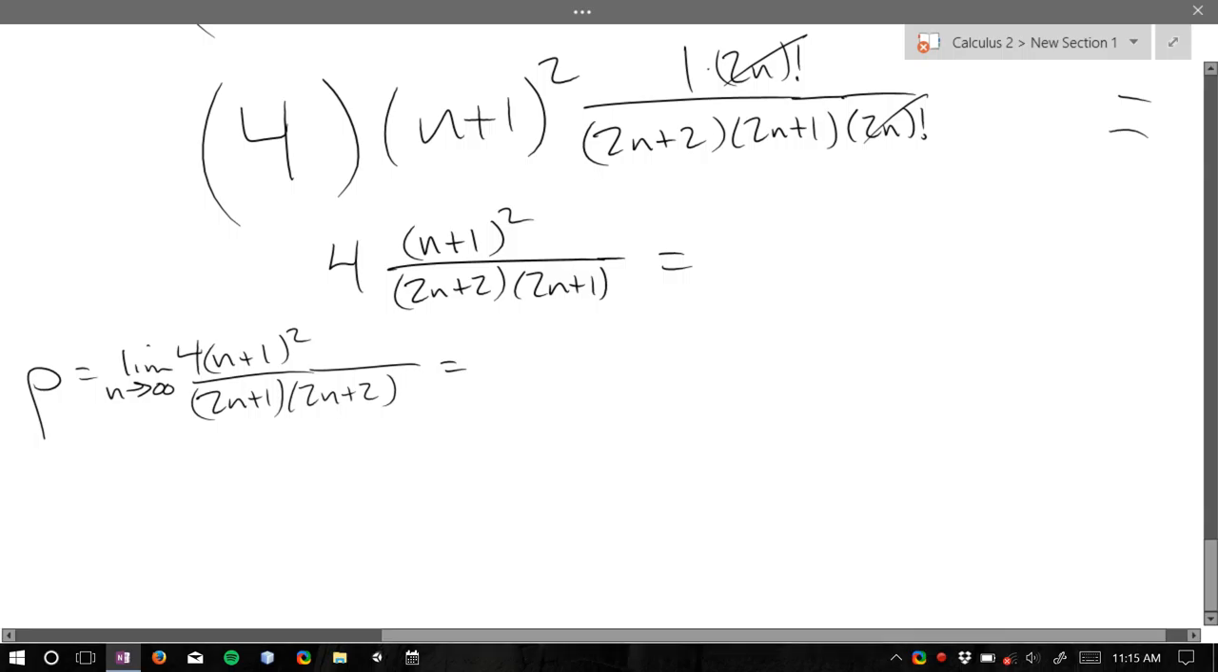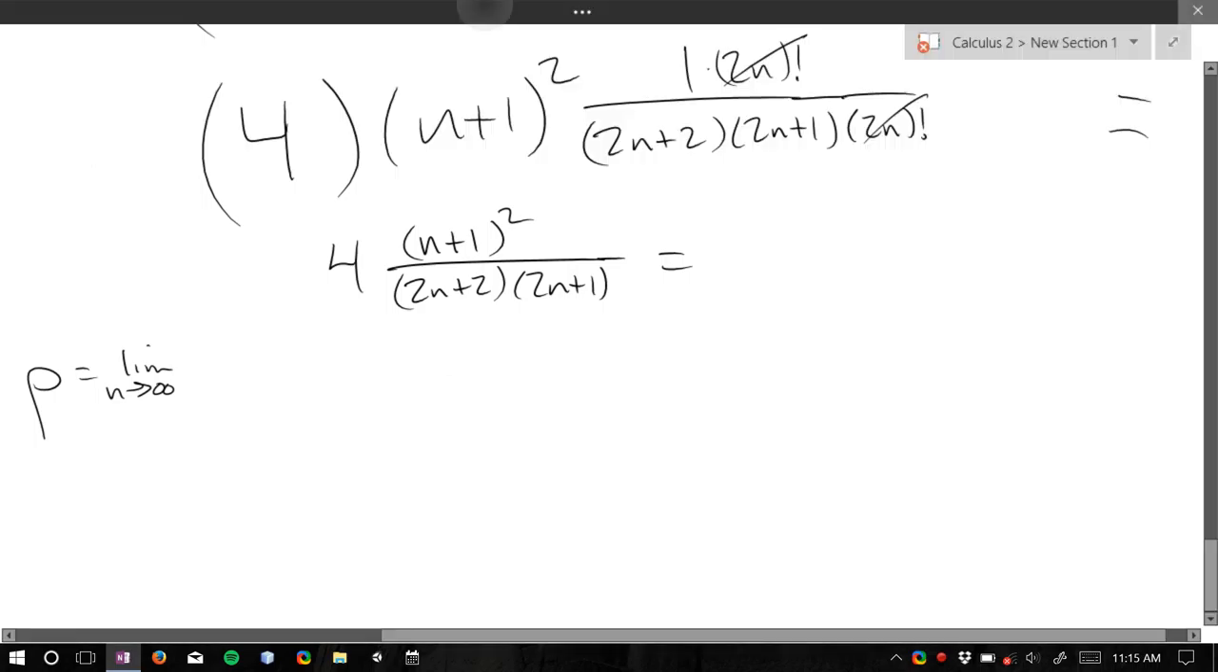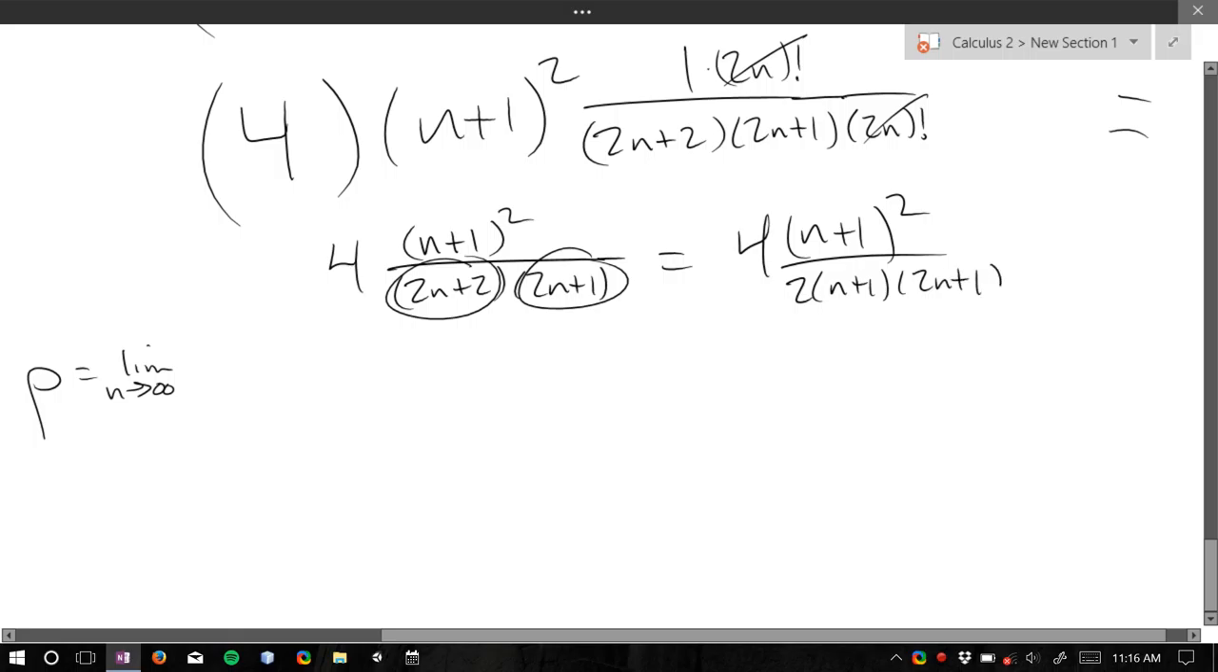Yes, I can do a nice factor cancel. Yep, that's absolutely correct. So let's go a little further in algebra before we write the limit, so we can make this even more simple. We're going to factor a 2 out of there, so we're going to get 4 times n plus 1 squared. We're going to factor a 2 out of the other one that I didn't circle: 2 times n plus 1, 2n plus 1. There we go. That's a little bit nicer.